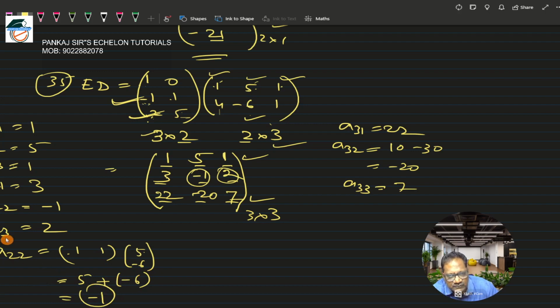Okay, let us check 2, 3. So second row and the third column. So this is second row. 2, 3 will be, second row will be 1, 1. I'm sorry. This second row was a minus 1 over here. Okay, if I'm not mistaken. Yeah, second row is a minus 1 and a 1. Okay, let me check again.